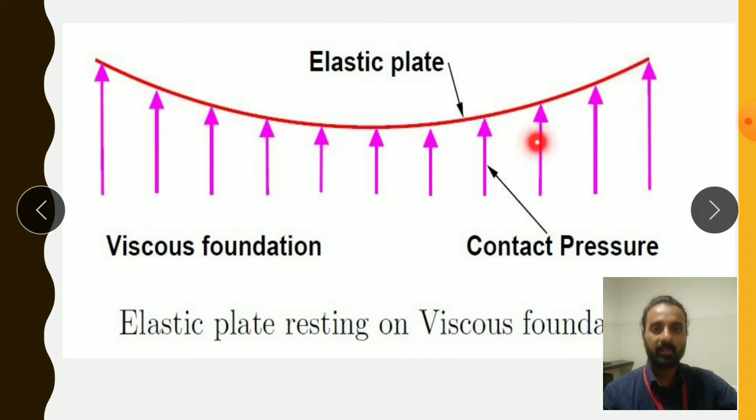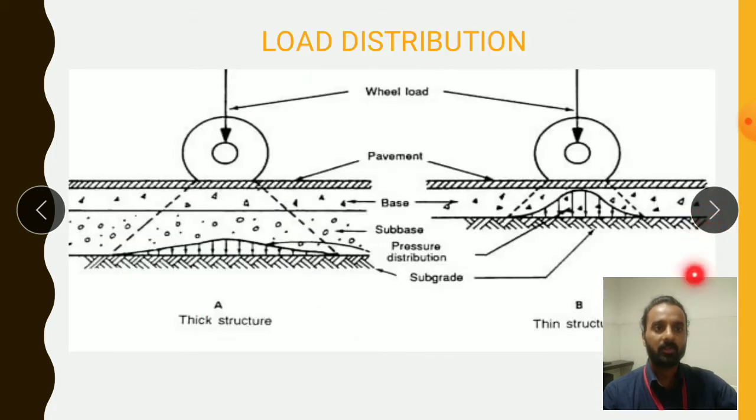It will act as an elastic medium, and this transfers the load into the soil, and due to the transfer of the load the pavement remains constant, and the pavement would not be affected by the wheel load. Now this is a load distribution of thick structure and thin structure. Thick structure you can say as an example of flexible pavement, and thin structure you can say as, in rigid pavement, for example. So we are going for the thick structure.